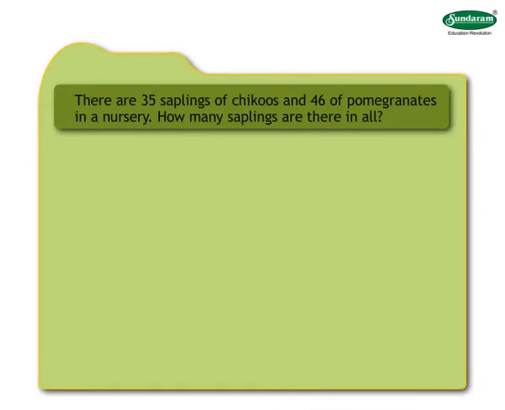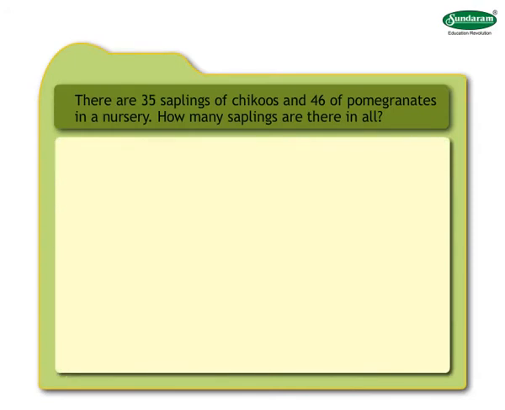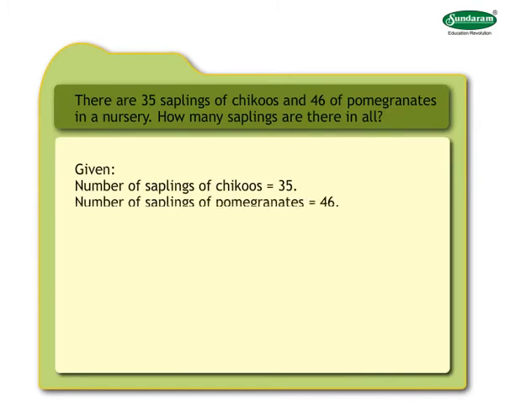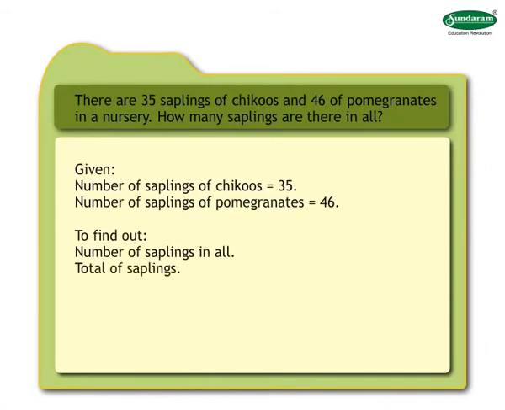Let us solve a problem. There are 35 saplings of chikus and 46 of pomegranates in a nursery. How many saplings are there in all? Solution. It is given that number of saplings of chikus is equal to 35. Number of saplings of pomegranates is equal to 46. We have to find out number of saplings in all, means the total of saplings.